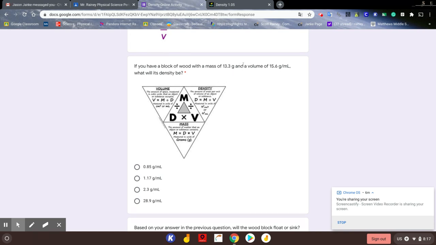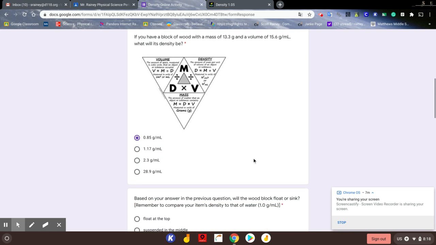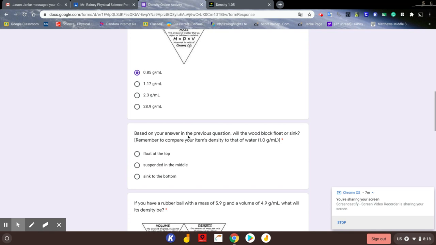If I divide mass divided by volume, 13.3 divided by 15.6, and I'm sorry, I'm not a math teacher, I'm going to have to use my calculator for this. So you have to wait while I find my calculator. So 13.3 divided by 15.6, I get 0.85, which is the density of that material. Okay, so based on this answer, would this float or sink? Well, remember, the bar is 1 gram per milliliter. If it's lower than that bar, it's going to float. If it's bigger than that bar, it's going to sink. Well, 0.85 is less than 1, so this one is going to float at the top.